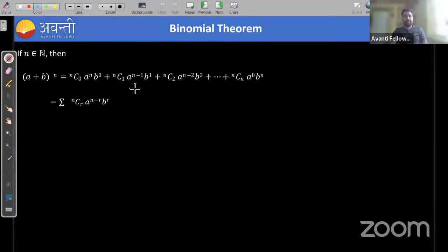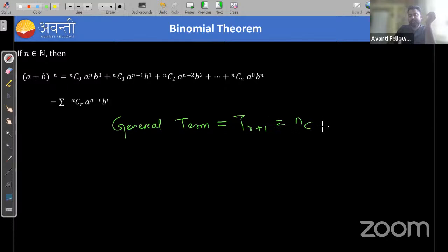So this is the binomial expansion. And the general term is, I am writing here, general term is T(r+1), that is nCr a to the power n minus r into b to the power r. So this is my general term.